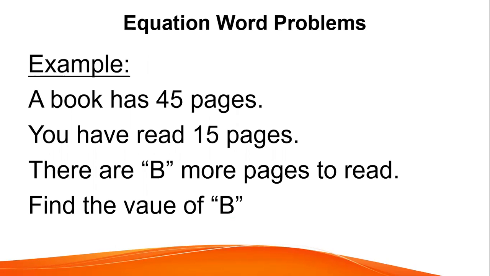Our first example. Everyone, please read. A book has 45 pages. You have read 15 pages. There are B more pages to read. Find the value of B. So B is our variable. It's a letter for a quantity that we don't know. There is no number. We don't know how many pages.